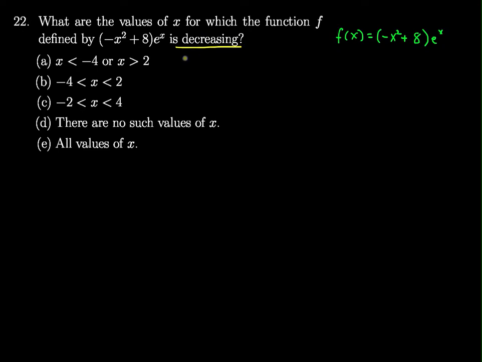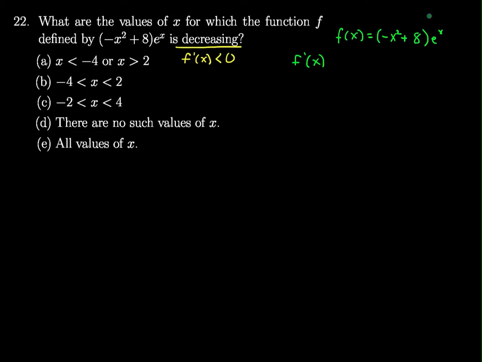And decreasing means that my derivative must be less than 0, so that it's sloping downward. So I have the function, I know what I'm looking for, let's take the first derivative. Before I do that though, I want to find f prime of x.